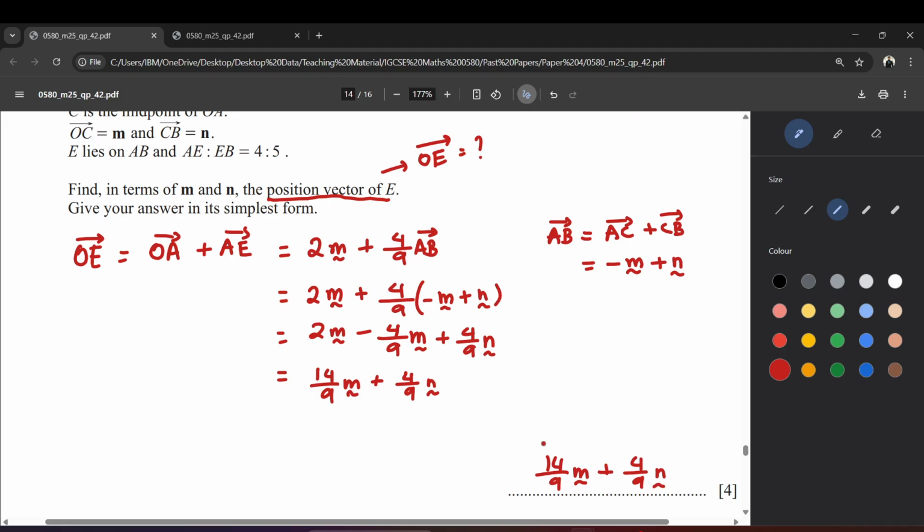So that is the position vector of E. Okay.